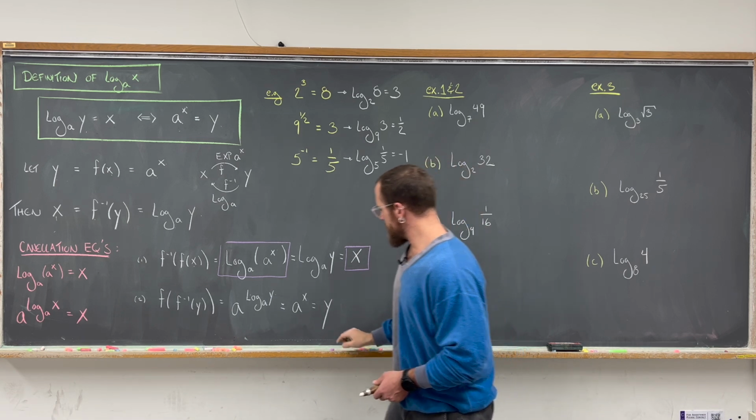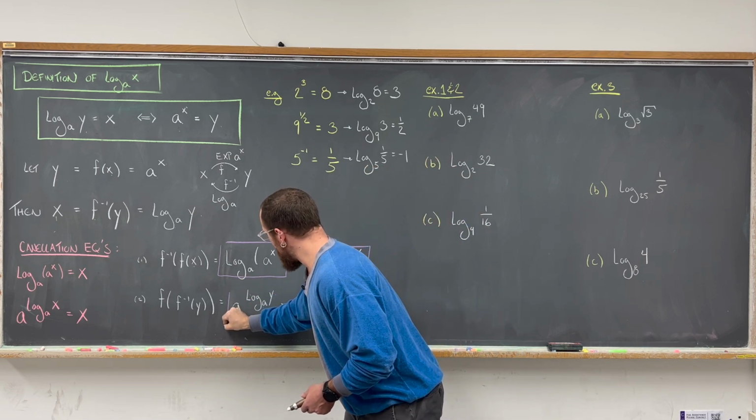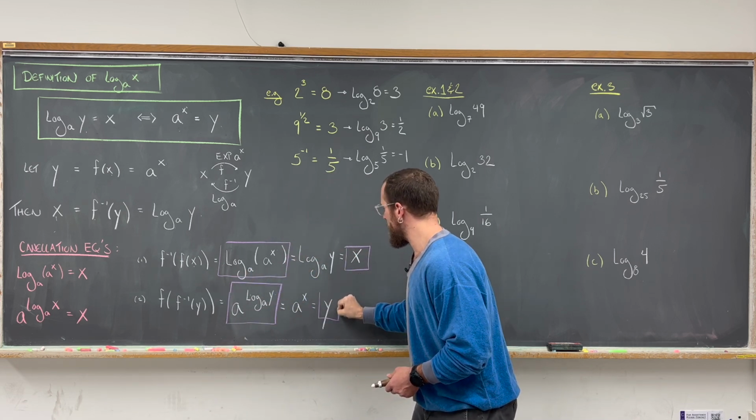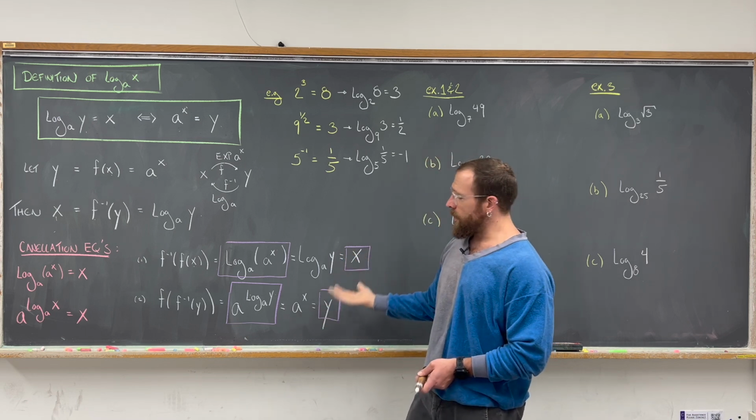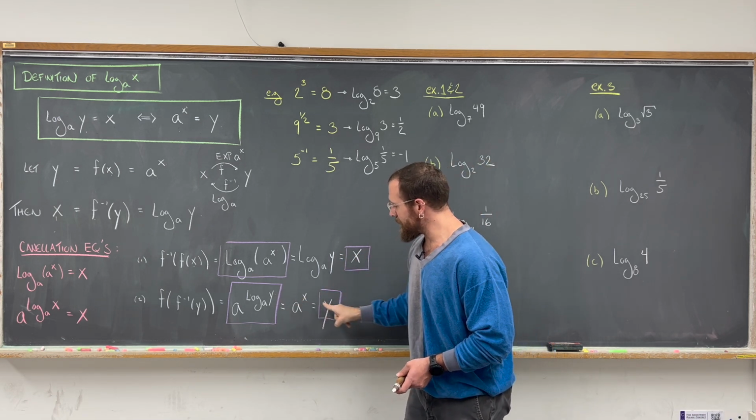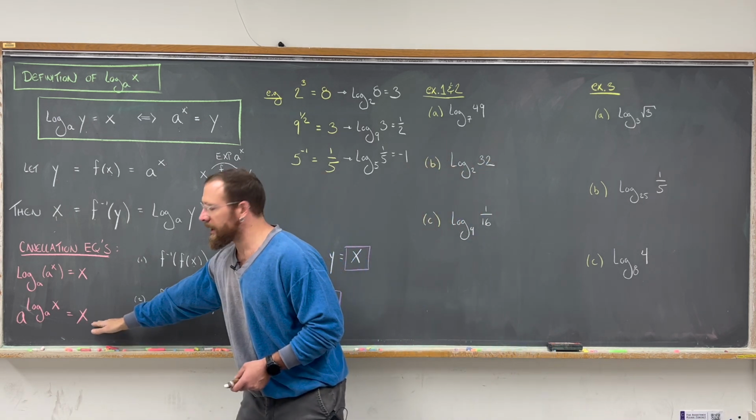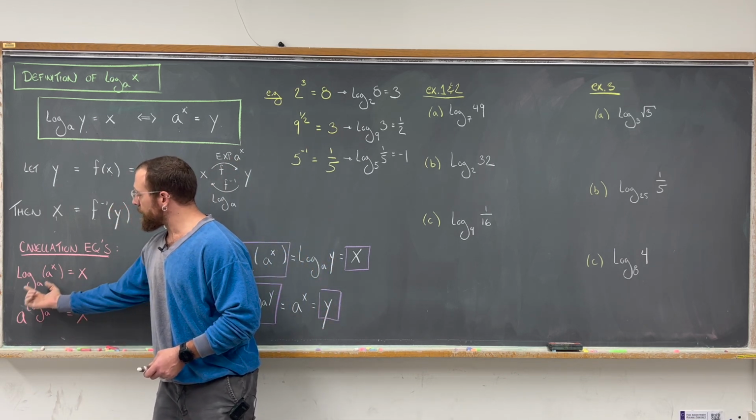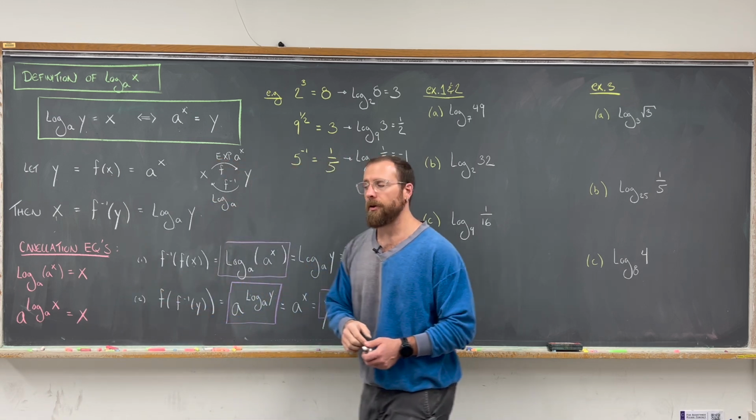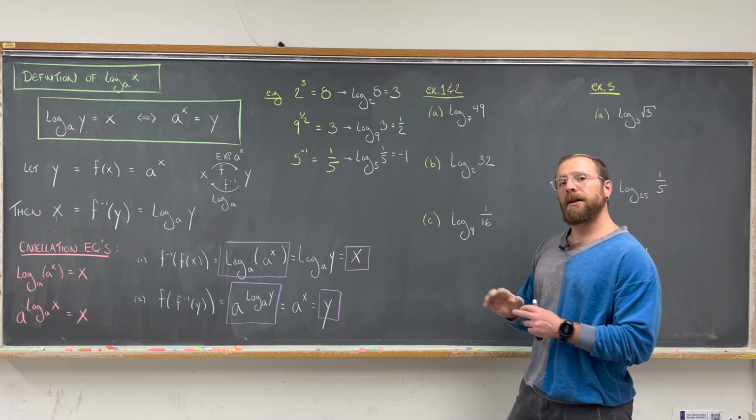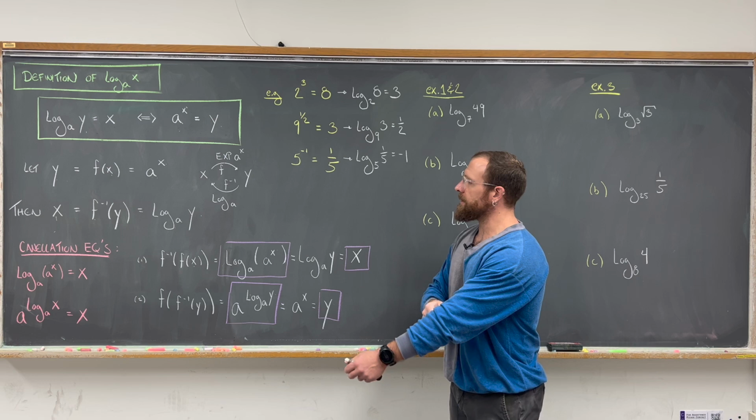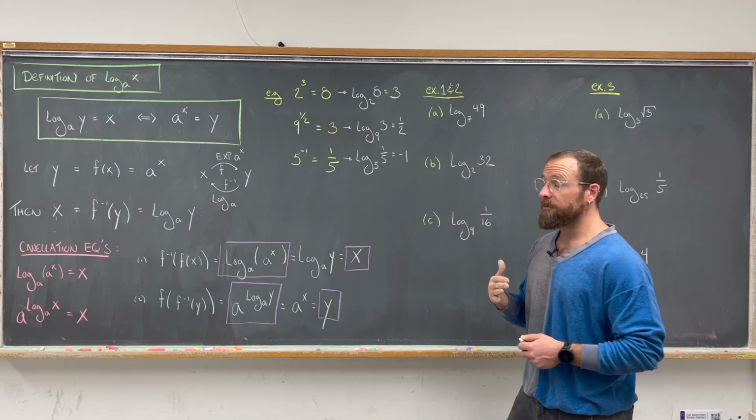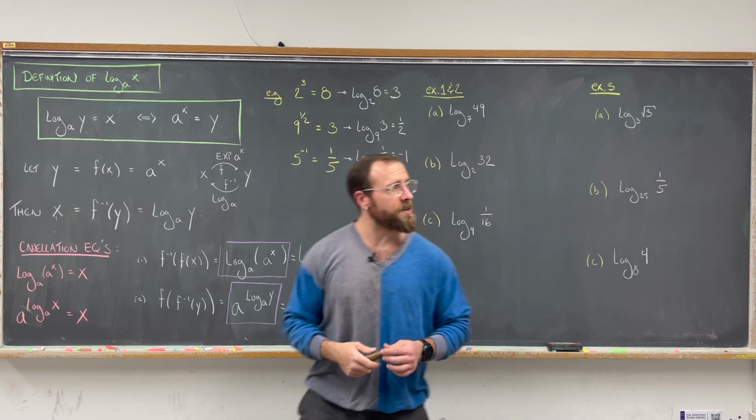Okay? So what is that saying? That's saying that a to the log base a of y is equal to y. There's nothing special about y here. If you just turn that y into an x, you get this cancellation equation. It's saying that when you compose these functions in either order, you get back right what you started with. Okay? And that turns out to be a very useful fact. Let's keep getting comfortable with logarithms with some more examples.